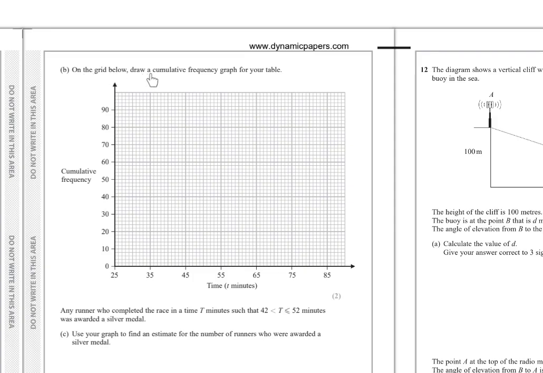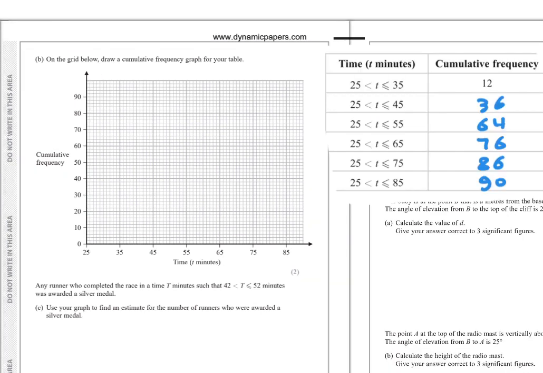On the grid below, draw a cumulative frequency graph for your table. This is the table. To draw a cumulative frequency graph, use the upper value and the cumulative frequency. So 35 and 12. This is 35 and 12. So this is the first point.